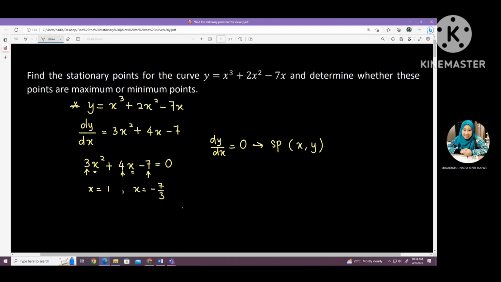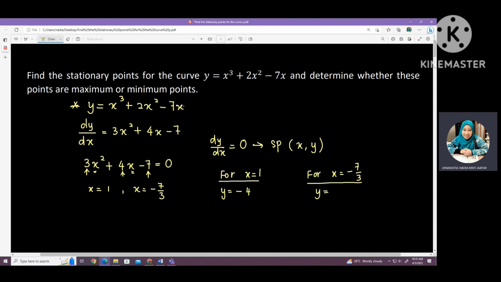So for the first x, for x equals 1, when we substitute x equal to 1 into this original function, we will get y is equal to negative 4. And then when x is equal to negative 7 over 3, we substitute into this original function, we will get the value of y is equal to 392 over 27.